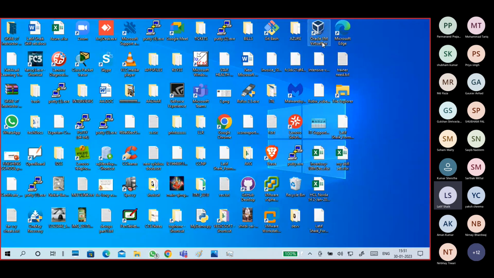VirtualBox. It's a free tool, so you can use VirtualBox to create virtual machines, install a required operating system, install applications and do work. Another one is VMware Workstation. This is VMware Workstation.